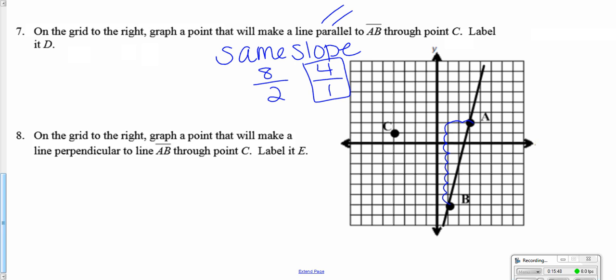So from point C, I'm going to go up 4 over 1. There's point D. That's all I have to do.